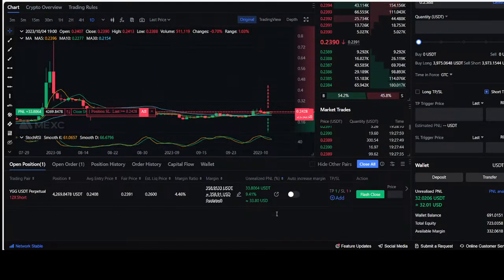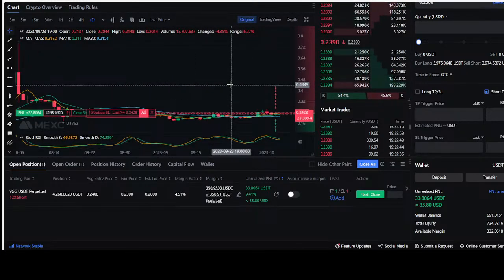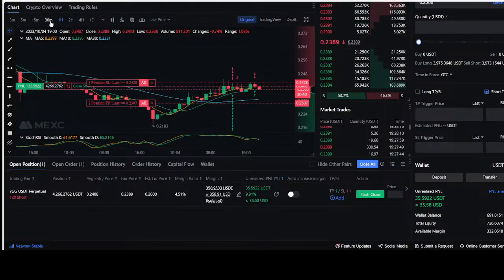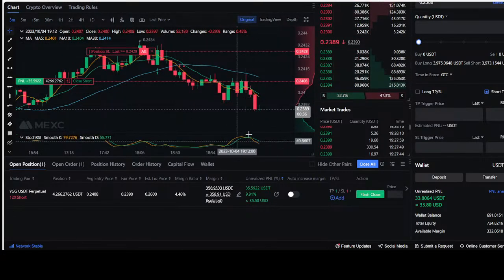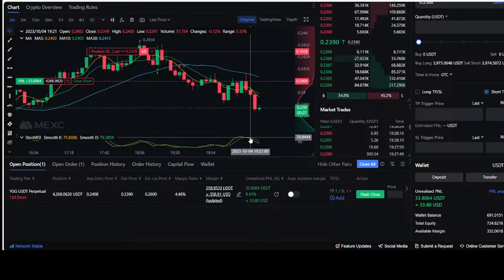This is only if you were using the MEXC chart as a trading guide. Then you'd be on the 3 minute here, and based on your RSI here, you'd be like, oh, it's heading down. Then you would use this to enter right there.